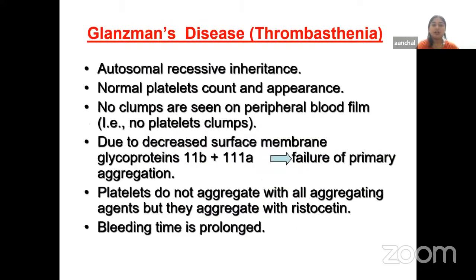Next we have another condition that we're going to discuss. Now we have Glanzmann's disease. This is an autosomal recessive inheritance in which normal platelet count and appearance are present. No clumps are seen on the peripheral blood film. It occurs due to decreased surface membrane glycoprotein, which leads to failure of primary aggregation, and platelets do not aggregate with any aggregating agents, but they aggregate with ristocetin, and bleeding time is prolonged in Glanzmann's disease. So this is all about the characteristic features of Glanzmann's disease.